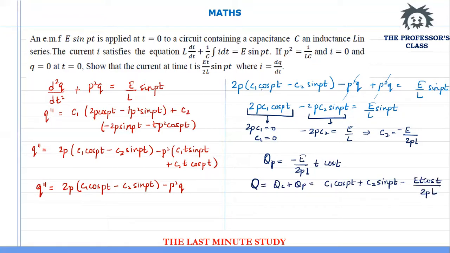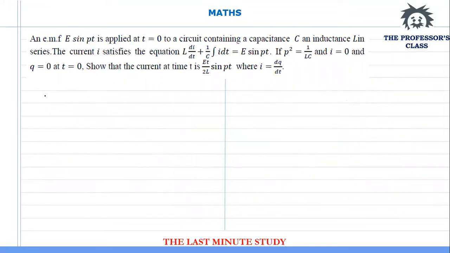Now we move towards finding out some of the things related to the initial conditions. Let's look at how this will affect our equation. The final equation of Q that we have got over here is Q equals C1 sin PT plus C2 cos PT minus ET cos PT over 2PL. Now let's take these initial conditions.